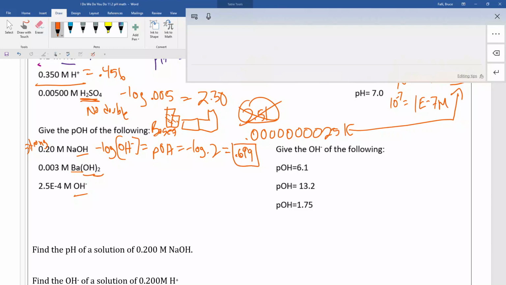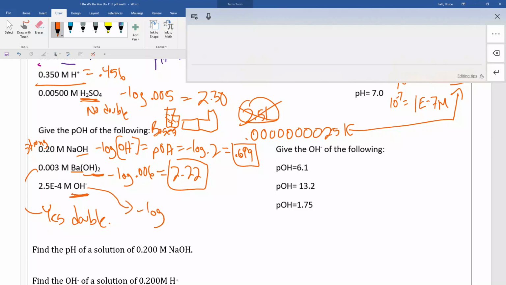Now notice this time I have two OHs. You do double, yes, double bases. Remember, no double acids, but yes, double bases if there's two of them. So I'm going to do negative log of OH negative. I hope I don't blow your minds by doubling in my head. Negative log 0.006 is 2.22. This is just the hydroxide, so I don't have to think about if it's weak or strong. Negative log 2.5 E negative 4.